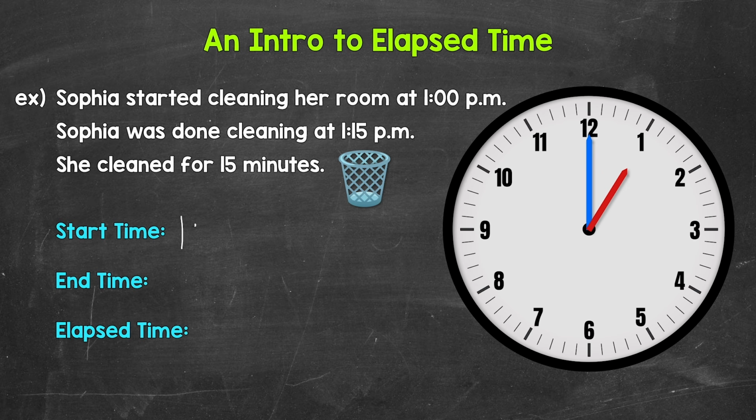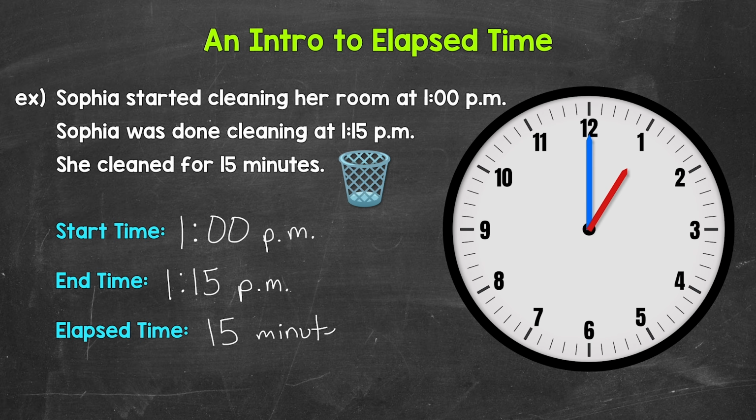The start time is 1 p.m. The end time is 1:15 p.m. Now, how much time elapsed? How much time passed from the start to the end of her cleaning? Well, she cleaned for 15 minutes. That's the elapsed time, the amount of time that passed from the start to the end.